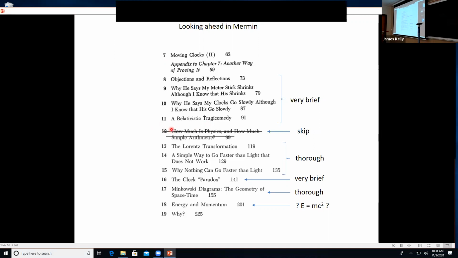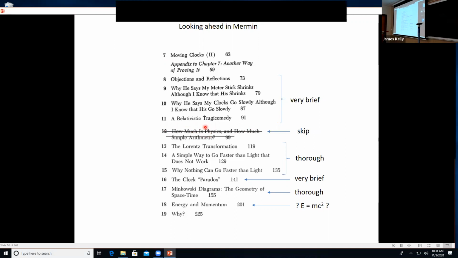Chapter 12, we're going to skip. You're welcome to read it. It's about something like a mechanical analog to what we're doing. I just found when I read it that it seemed excessively confusing as a way to think about stuff, so feel free to skip it. We're not going to talk about it in class.